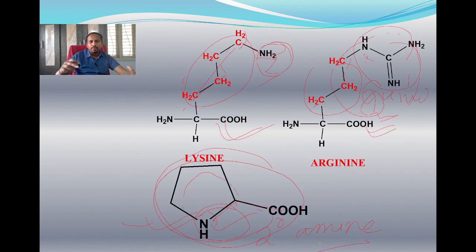Okay, if we move to lysine, it has 4 CH2 groups. In the case of arginine, 3 CH2 are there, but again that CH2 is attached to a guanidine group. Proline, this is nothing but a special amino acid, a cyclic amino acid.